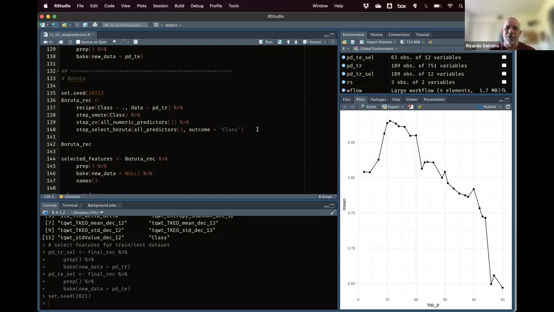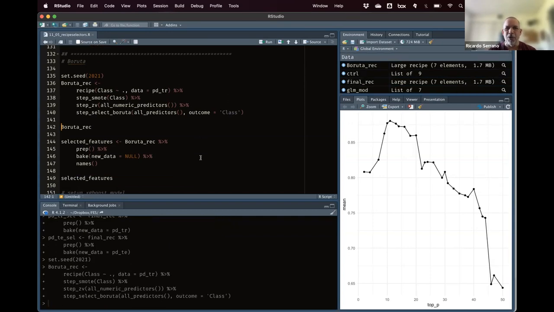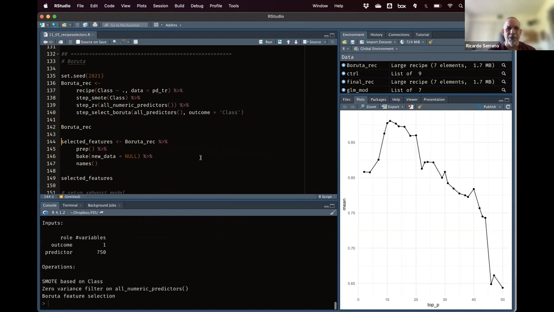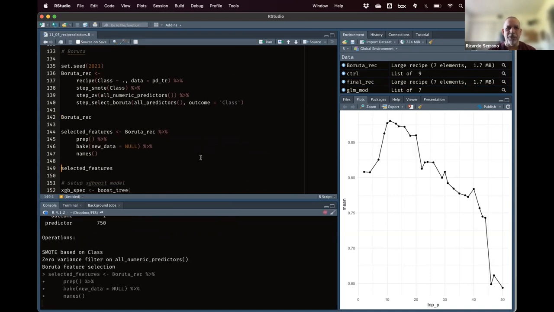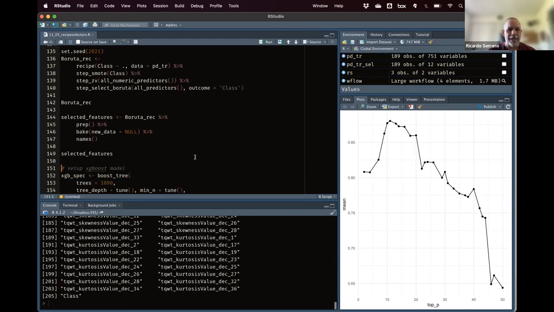As you can see, because Boruta uses random forest, you don't need to scale or normalize the predictors or anything. So you can run your recipe with all the predictors. Then you have the recipe, you have your selected predictors. Of course, there's going to be way more than the optimal set that we had. So far, Boruta is giving me that the class that has the most predictive power is around 204 predictors.